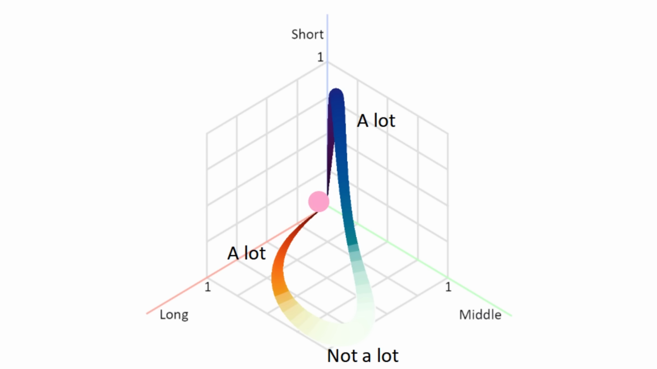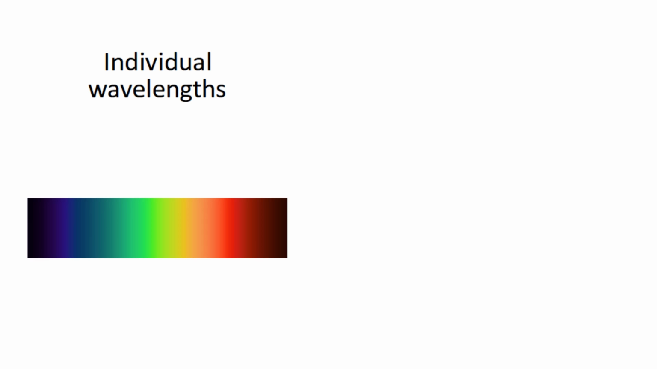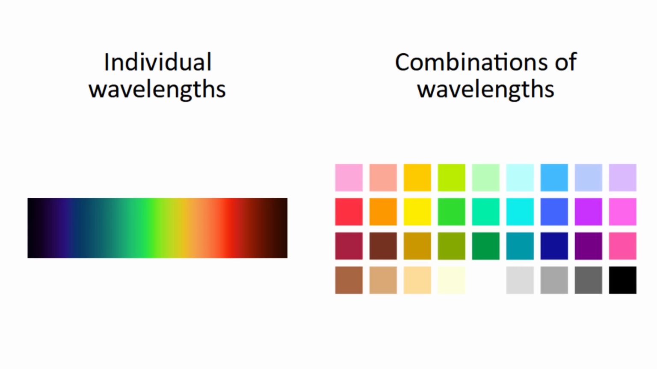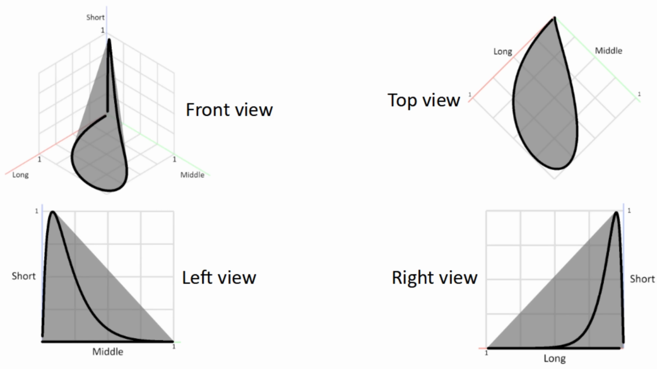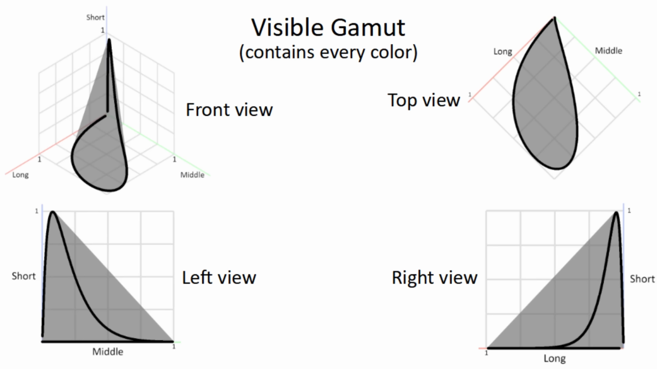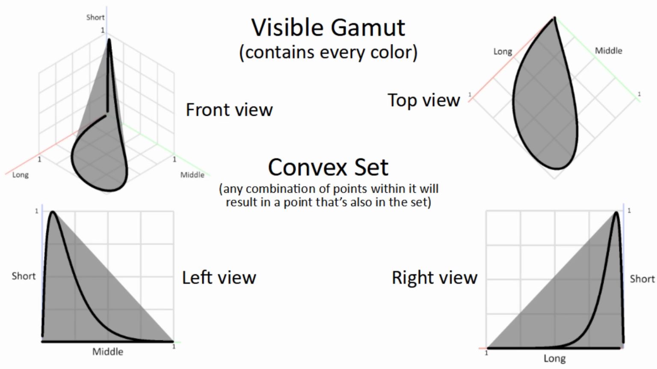And this is how the rest of the colors are formed, not from individual wavelengths, but from combinations of spectral colors. If we fill in the entire volume of color space that can be reached with combinations of spectral colors, it forms this kind of cone shape. This is called the visible gamut, and any color you can think of will be somewhere within it. It's also what's known as a convex set, which means you can never get a color outside the set by combining ones within it. But that presents an issue.